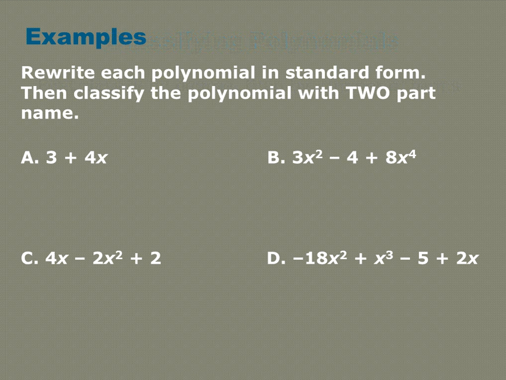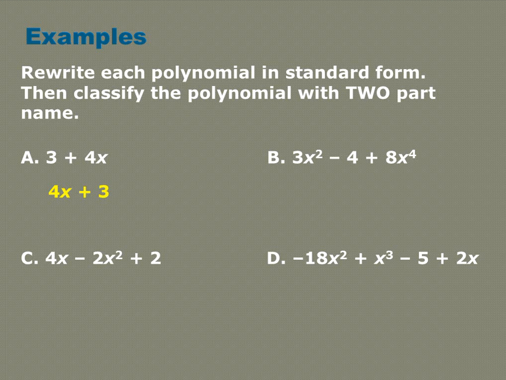We're going to rewrite these in standard form, and then we're going to classify it using the 2-part name, so by the degree and by the number of terms. So this first one here, I'm first going to rewrite it. So if I rewrite it, it's going to be 4x plus 3. We have to go from largest exponent down to smallest. So this 4x would have a degree of 1, and the constant would have a degree of 0.